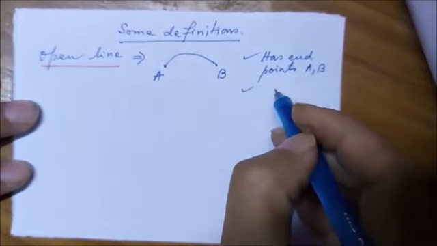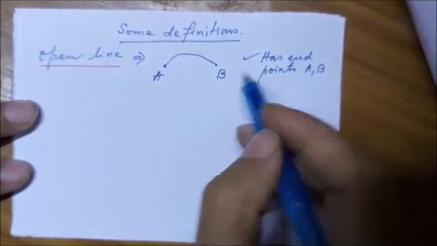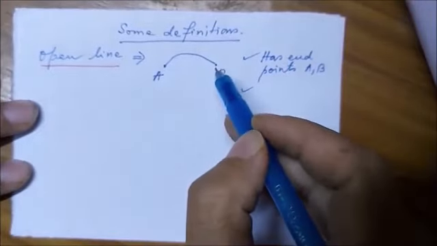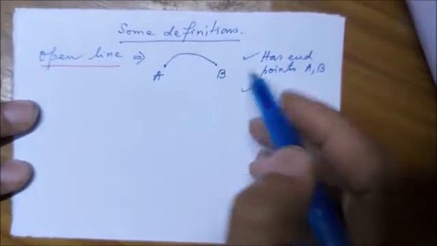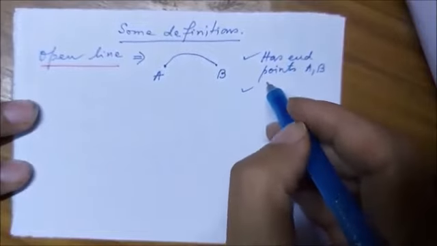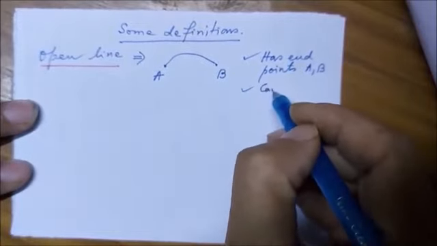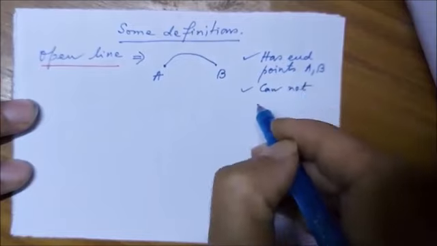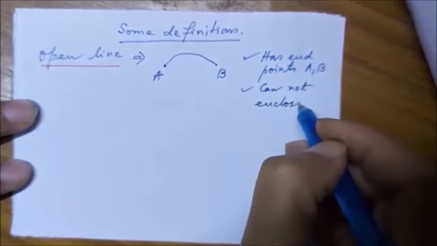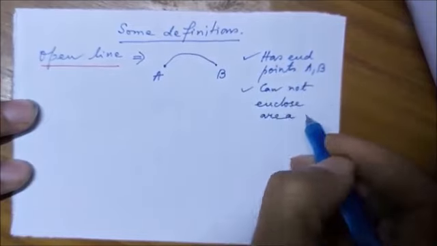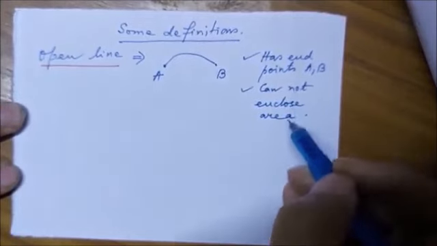The second and the most important characteristic is that an open line cannot enclose an area. Being open, area is not enclosed. So this is how we can identify an open line.